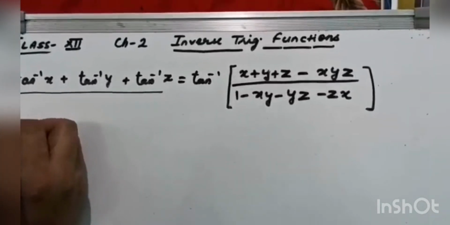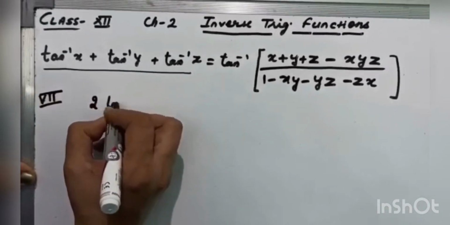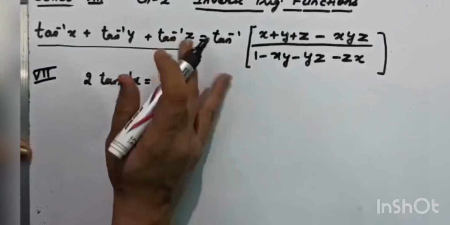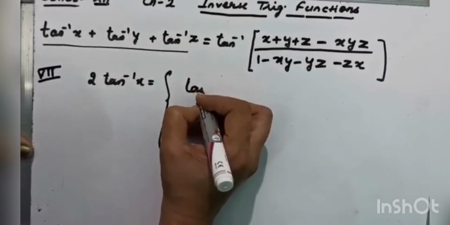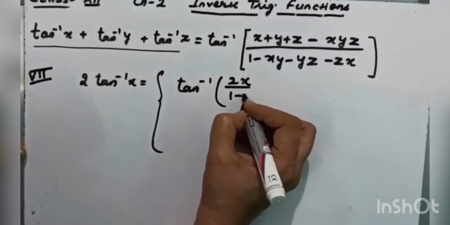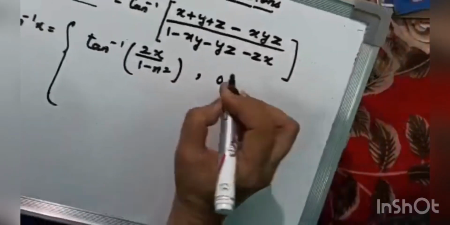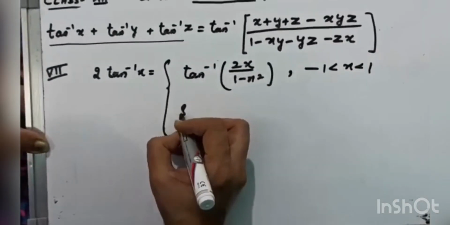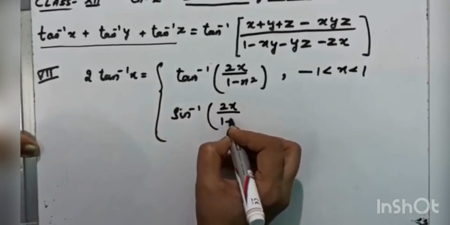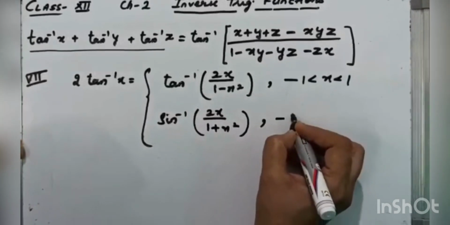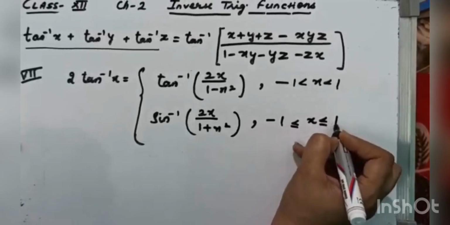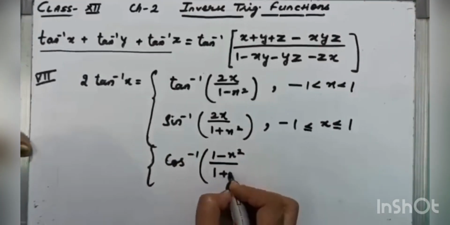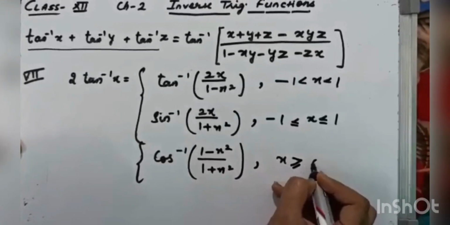Now the next property is 2 tan inverse x is equal to tan inverse of 2x over 1 minus x square when x is greater than minus 1 and less than 1, and it is also equal to sine inverse of 2x over 1 plus x square, where again x is greater than or equal to minus 1 and less than or equal to 1, and the third is cos inverse of 1 minus x square over 1 plus x square, where x is greater than or equal to 0.